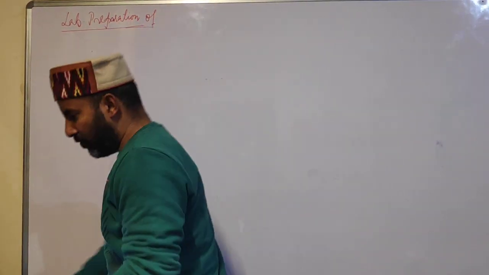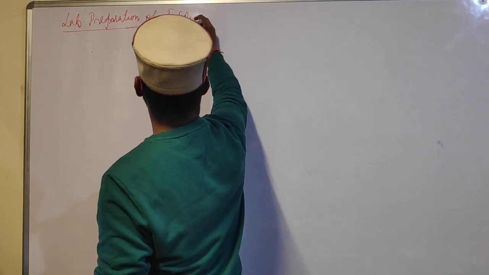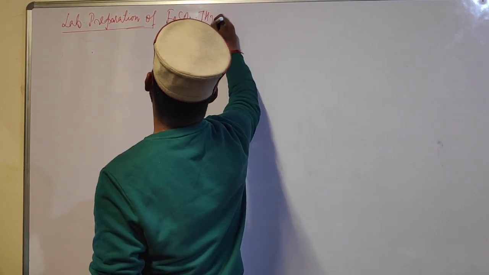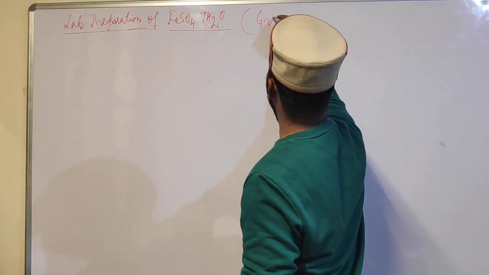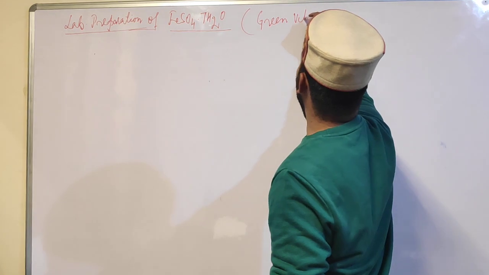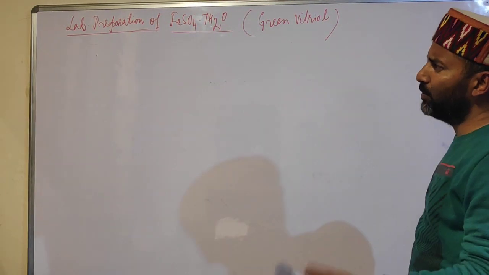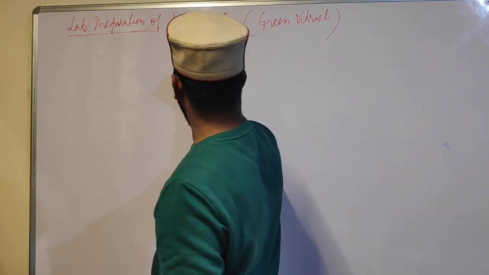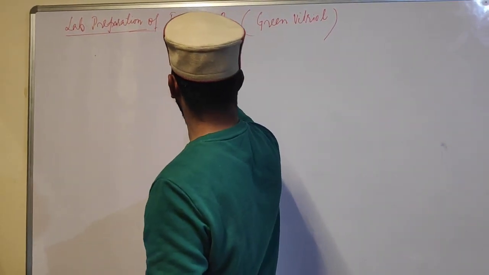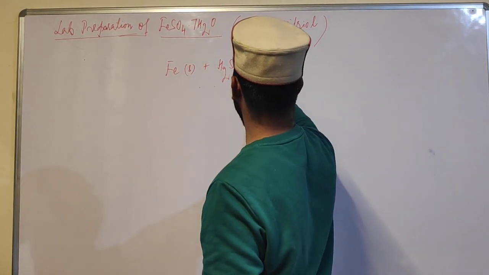Now ferrous sulfate also is a hydrated salt and is called green vitriol. And the method of preparation of ferrous sulfate is similar. That is, it is also prepared by displacement. So what we do is that we take powdered iron and we add it to dilute sulfuric acid.